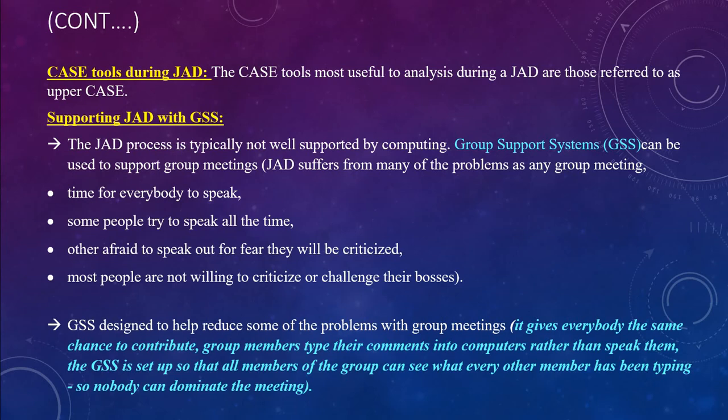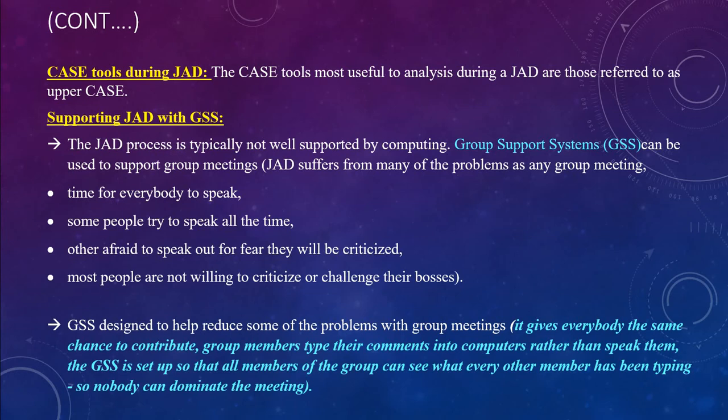So, next we have supporting JAD with GSS, that is group support systems. The JAD process is typically not well supported by computing alone. We have a group support system which is used to support group meetings, because JAD may suffer from many of the problems of any group meeting, like the time constraint or the members not having the same opinion or the same insights.